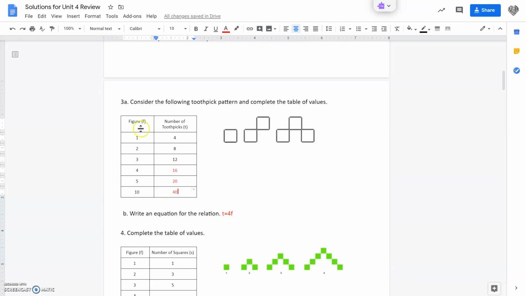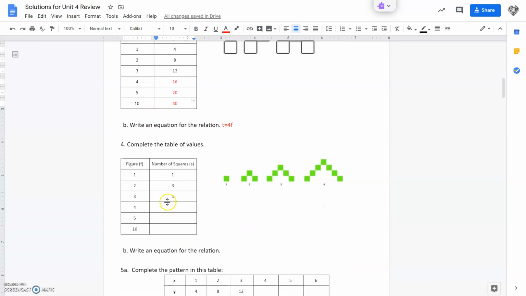Okay, so be careful of that. There is a jump there in the figure number, so don't just keep going up by 4 each time. Be aware of the figure number there. This one does the same thing.